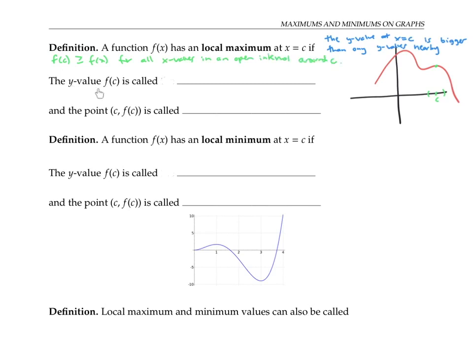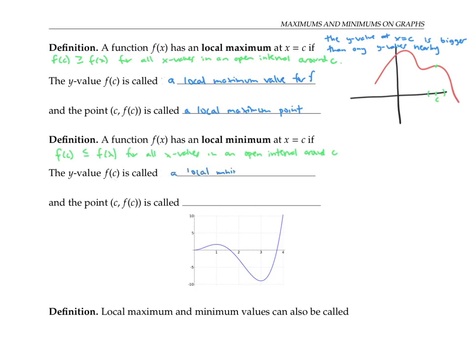The y value, f of c, is called a local maximum value for f, and the point with coordinates c, f of c, is called a local maximum point. A function f of x has a local minimum at x equals c if f of c is less than or equal to f of x for all x values in an open interval around c. The y value f of c is called a local minimum value, and the point with coordinates c, f of c is called a local minimum point. A function might have many local minimum values.